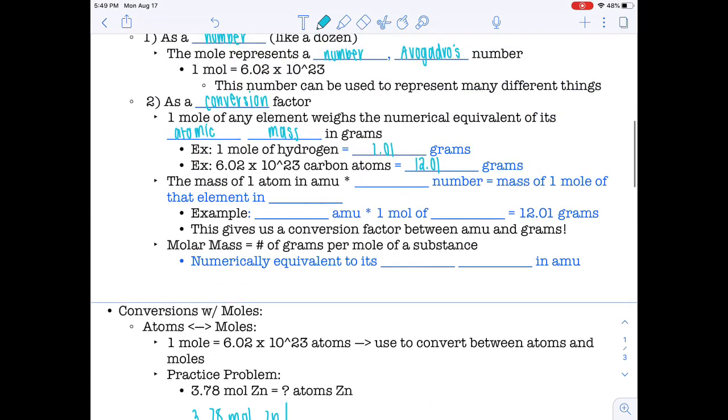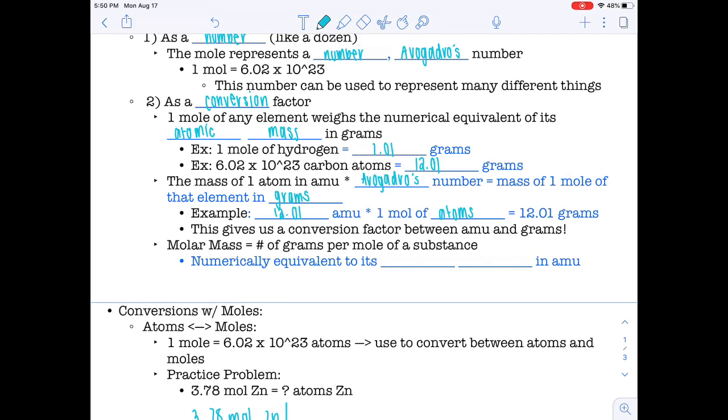We can also restate this in different ways. We can say the mass of one atom, in AMU, times Avogadro's number is equal to the mass of 1 mole of that element in grams. So if you're using carbon as an example, we have the mass of one atom of carbon in AMU, so 12.01 AMU, times 1 mole of atoms, or 6.02 times 10 to the 23rd atoms, and that's going to be 12.01 grams.